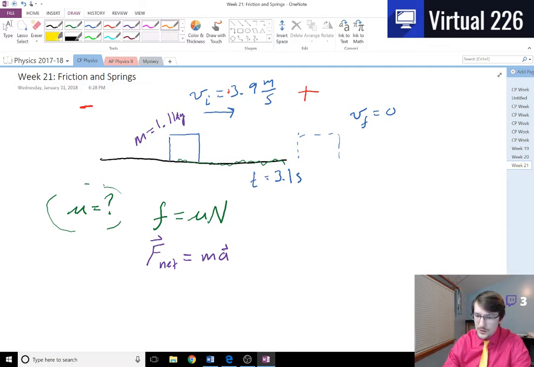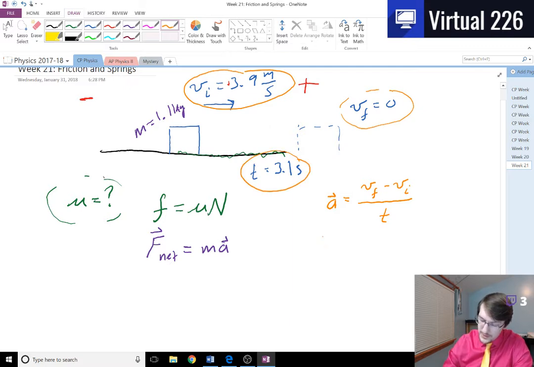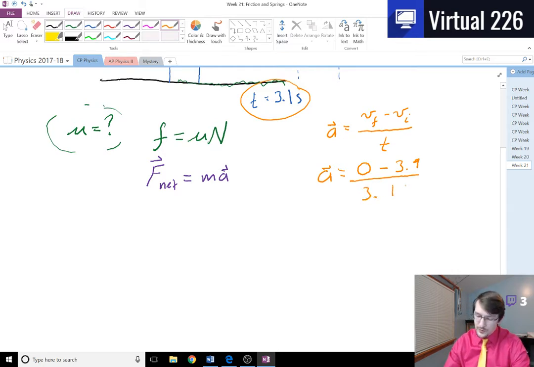If we think back to acceleration, acceleration can be defined as a change in velocity, final minus initial, divided by some amount of time. And if we look at our scenario here, we have a final, we have an initial, we have a time. So we can get an acceleration fairly easily. We'll just take our final velocity when the block came to a stop, 0 meters per second, minus the initial 3.9 meters per second, divided by our time, 3.1 seconds. This will give us meters per second squared.